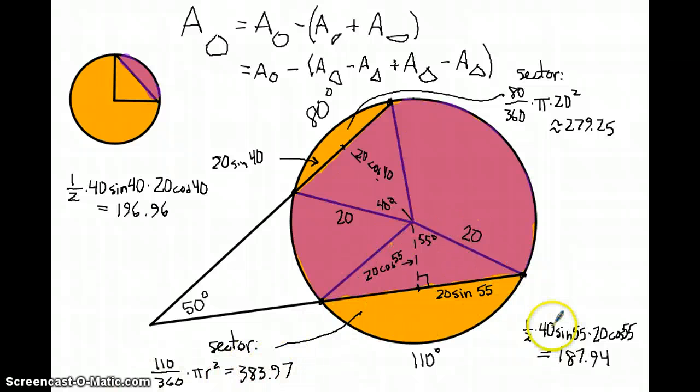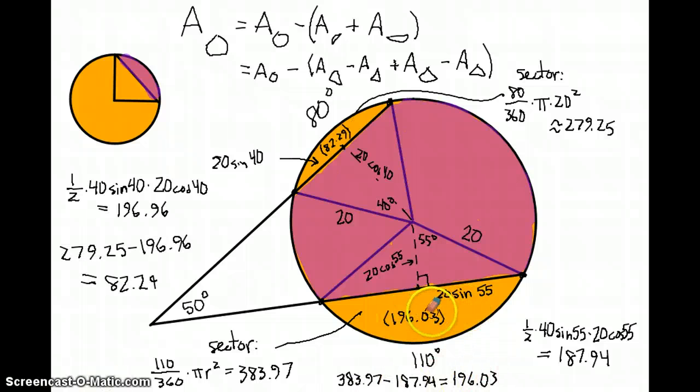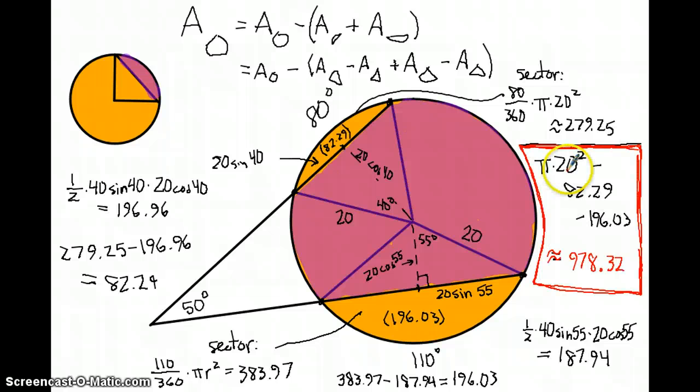Now I need to subtract to find the orange parts. Okay, and I've done that. Here's the area of this little orange part. Here's the area of this little orange part. Now I need to subtract those from the circle. So here's the area of the circle minus those two orange parts, and that's my final answer. Phew, barely made it under the gun. I will see you in class.